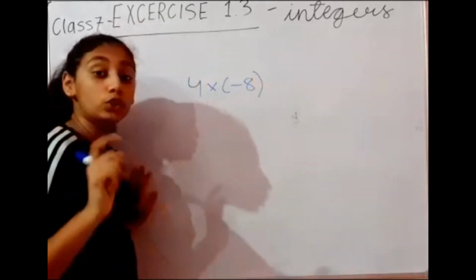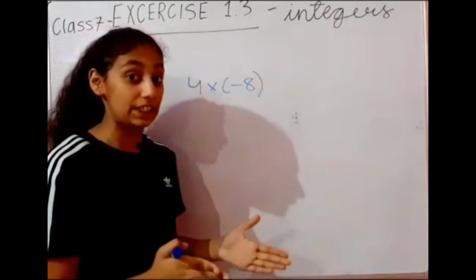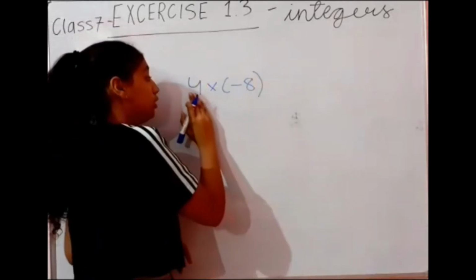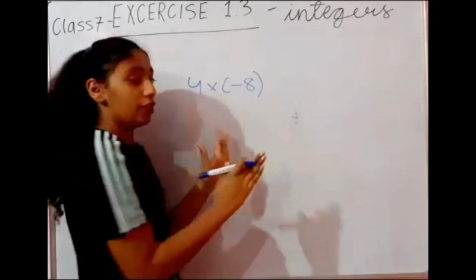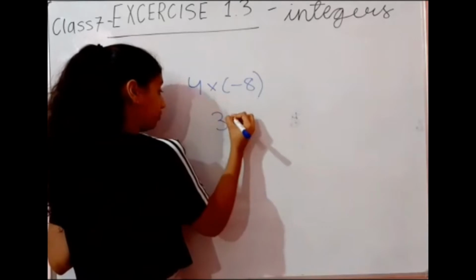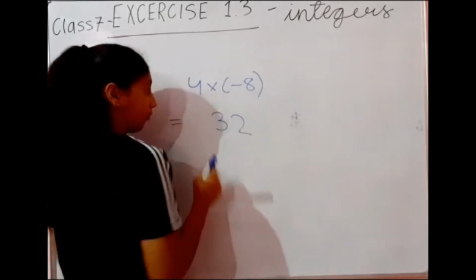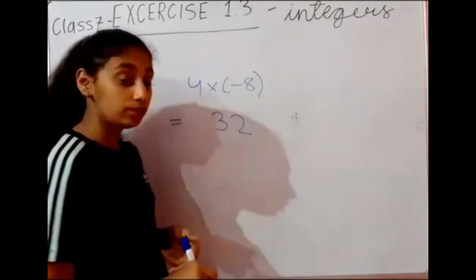Now, for solving this, first we will forget the signs in the integers. We'll forget that this is a positive integer and this is a negative integer. We'll just multiply them normally. 8 4s are 32. Now, which sign will come in front of the 32?